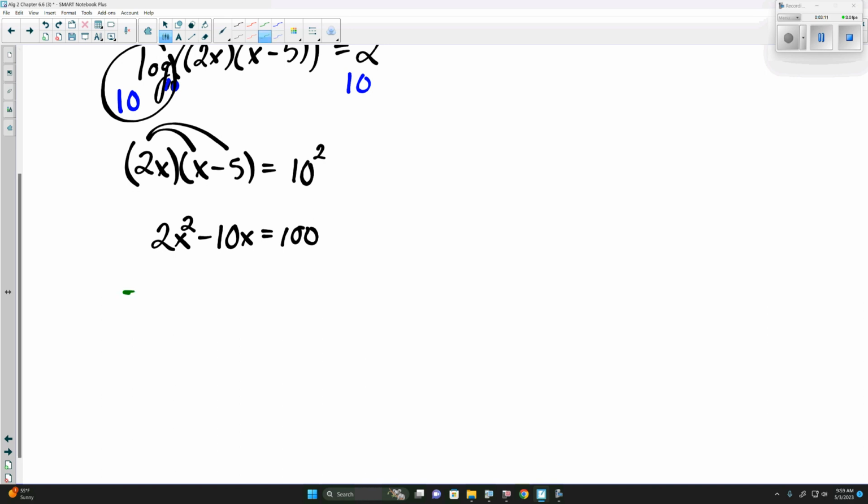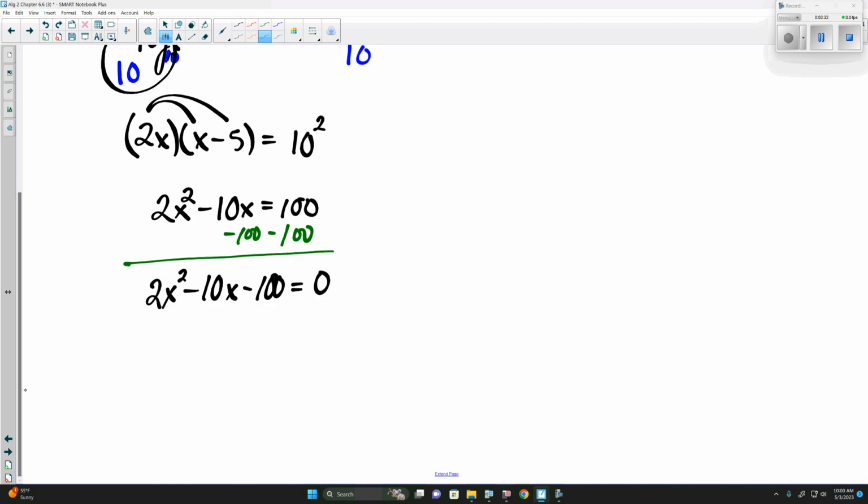Now, because we do have an x squared term, we need to get this equation equal to 0. So the next thing we can do is subtract 100 from both sides, telling us that 2x squared minus 10x minus 100 is equal to 0. Any questions on how we got this quadratic?